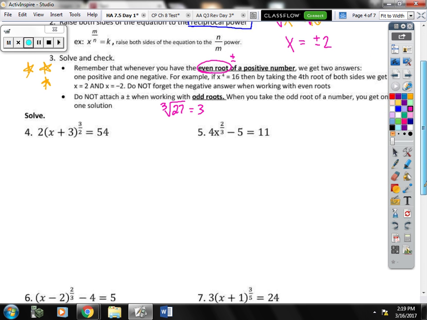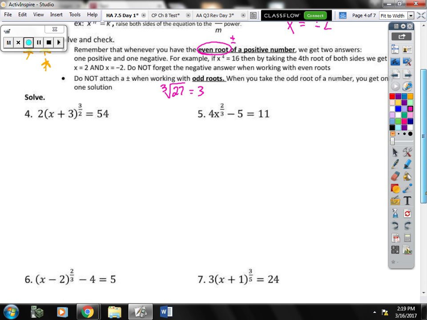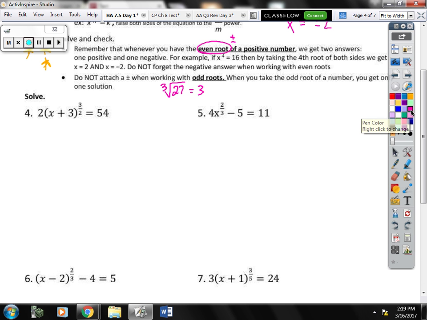So for number 2, we want to isolate the variable. We're actually going to isolate the whole quantity, x plus 3. So I would need to get rid of the 2 up front, which is being multiplied, so I will divide using its inverse operation.